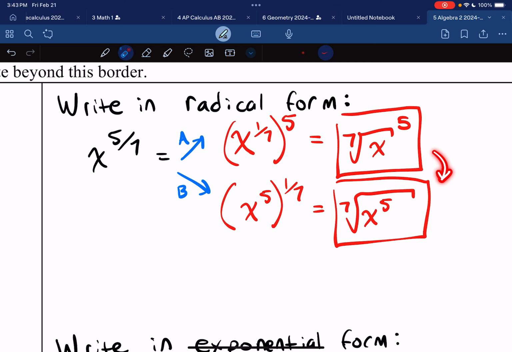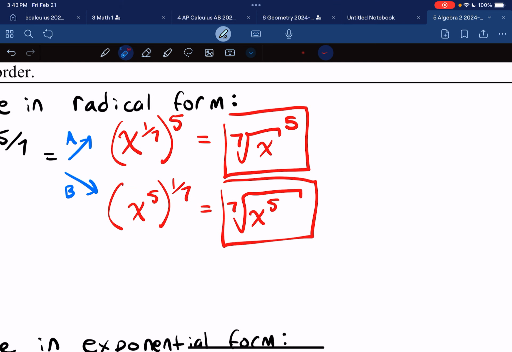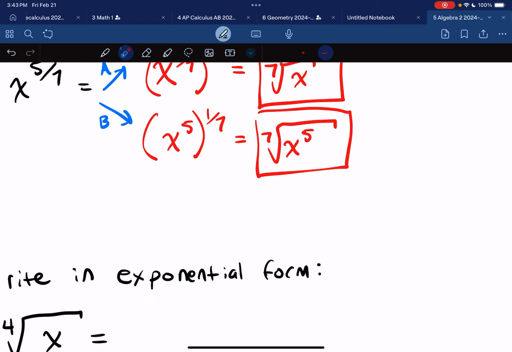I'm not sure which of these comes up more often in the back of the answers for the homework. I haven't looked that thoroughly at them, but both of these are valid answers. So if you wrote this, but the back of the answers is saying that, they're the same thing. That 5 can go inside or outside. It does not matter. All right, what about another one?